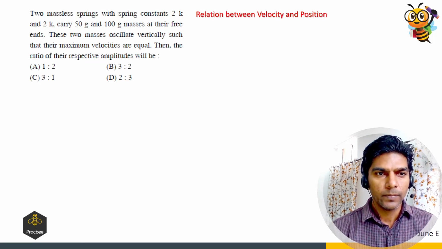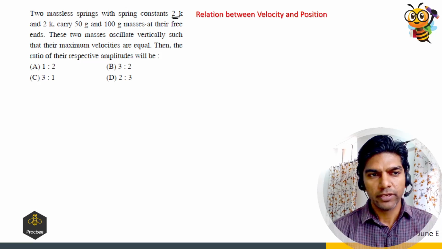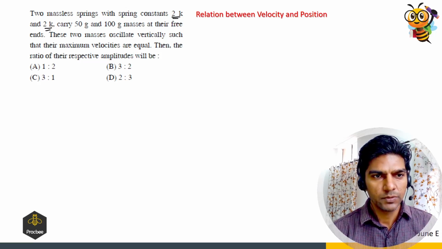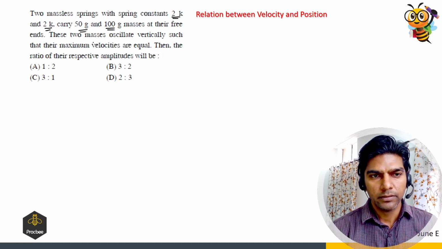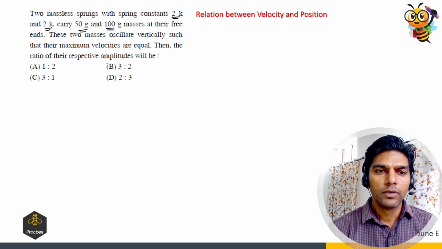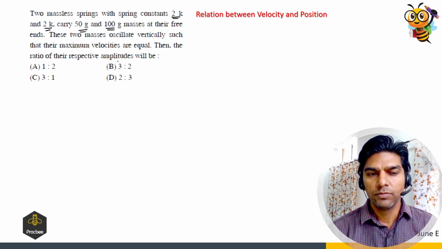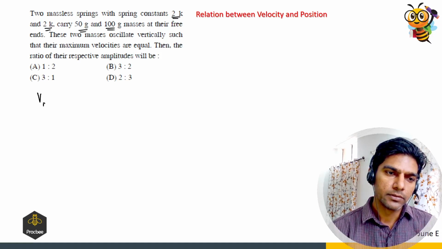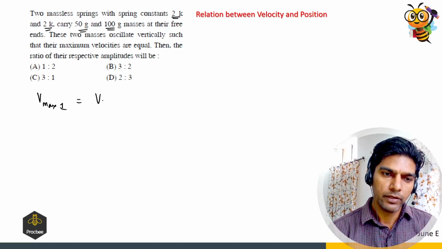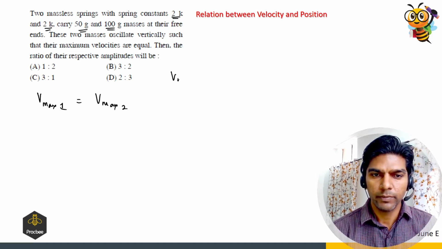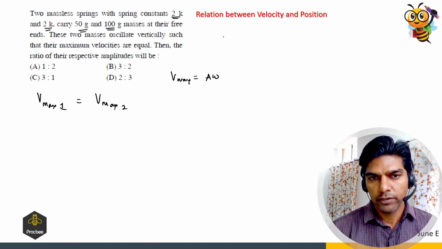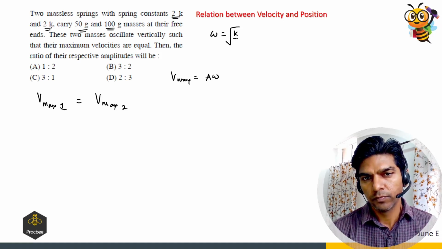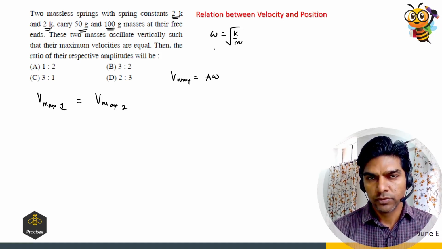Now let us see this question. Two massless springs with the spring constant 2k and 2k, both have the same spring constant, carry 50 grams and 100 grams mass at their free ends. These two masses oscillate vertically such that their maximum velocities are equal. So then the ratio of the respective amplitudes. So Vmax for the first particle is same as Vmax for the second particle, and Vmax is given as a times the angular frequency. And in case of a spring block arrangement, omega will be root of k by m, where k is the force constant of the spring.